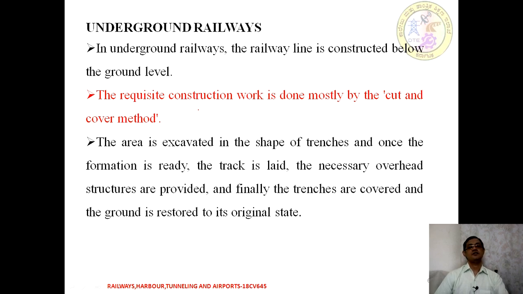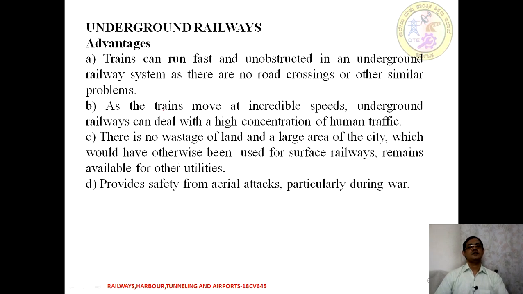The area required for the excavation for the required shape of the trench is excavated, and once the formation is ready, the track is laid and necessary overhead structures are provided, and finally the trench is covered by the covering or the lining. Then the ground is restored to its original state for the operation. The advantage of this underground train is less interference or obstruction with respect to the traffic system, because there is no road crossing or any similar problems encountered. So it is a dedicated line.